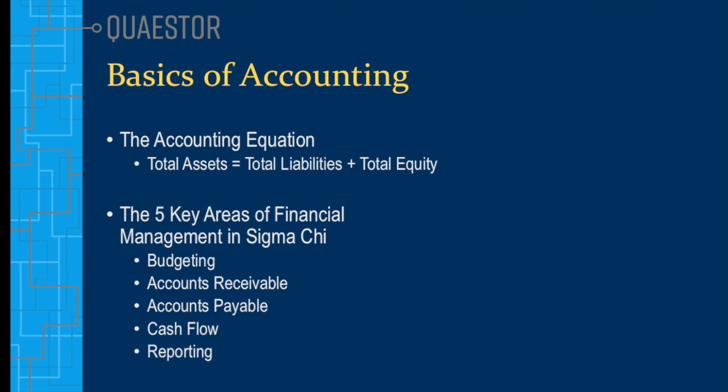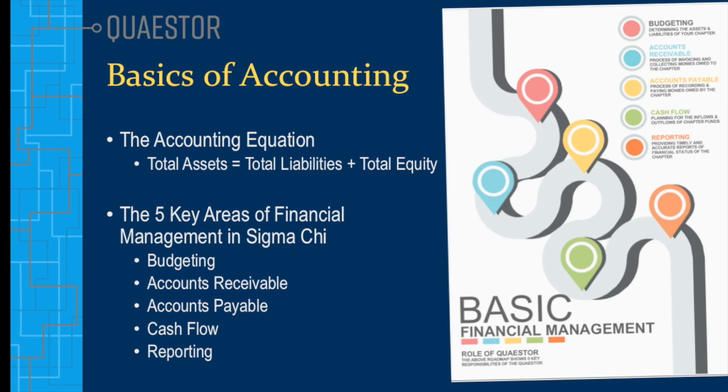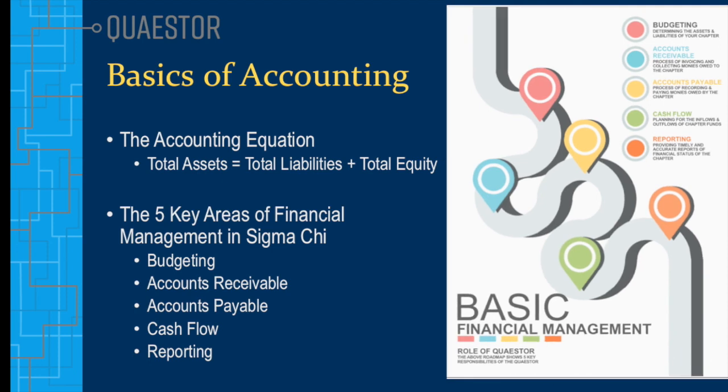Basic financial management in Sigma Chi can be broken down into 5 key areas. Those areas are budgeting, accounts receivable, accounts payable, cash flow, and reporting. The diagram at right shows the relationship of these 5 areas. Although they are occurring at the same time, the diagram shows a natural progression from one process to another.